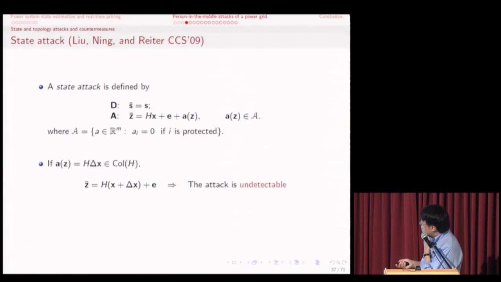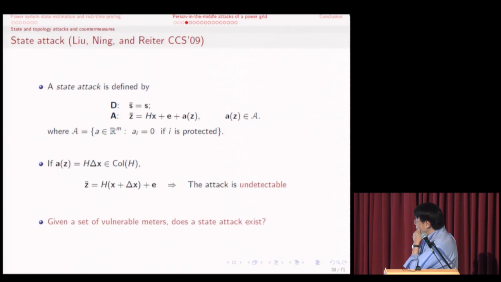Okay. So the idea is this: if I can choose an attack vector that is generated from the columns of H, I simply will be able to perturb the actual state along that line, almost arbitrarily. Okay. To a control center, the x and x plus delta x, there is no difference. So there is no way any kind of bad data detection could figure out this is in fact an attack. The attack is undetectable.